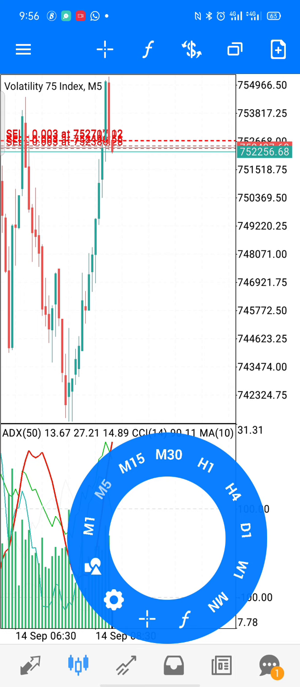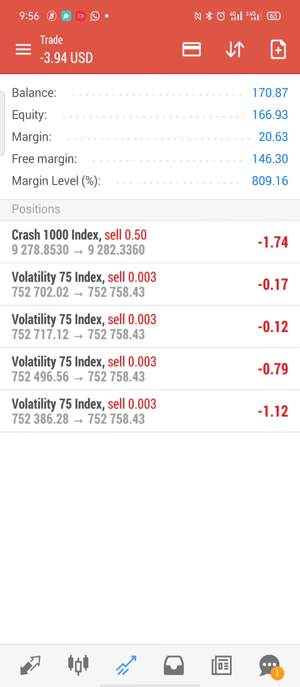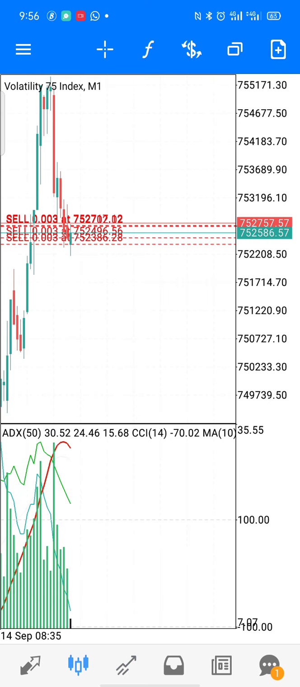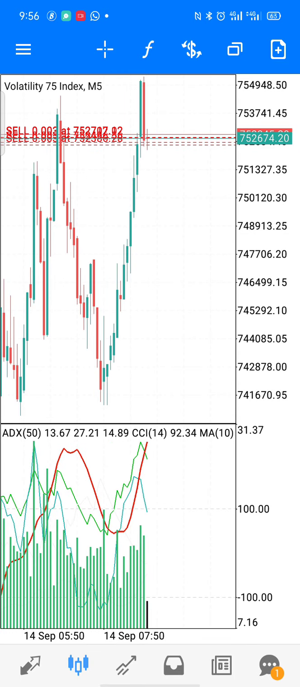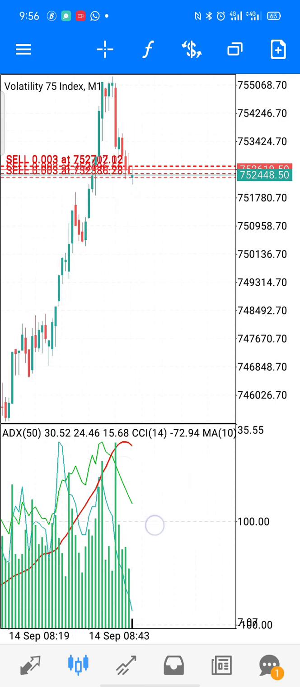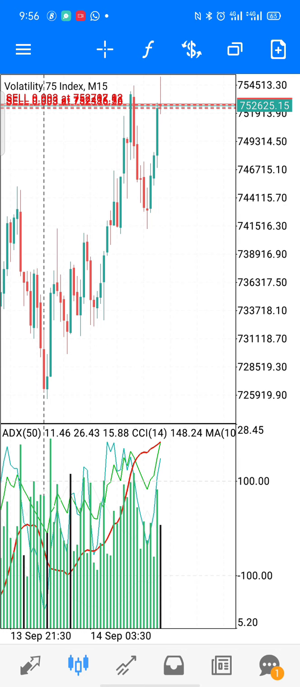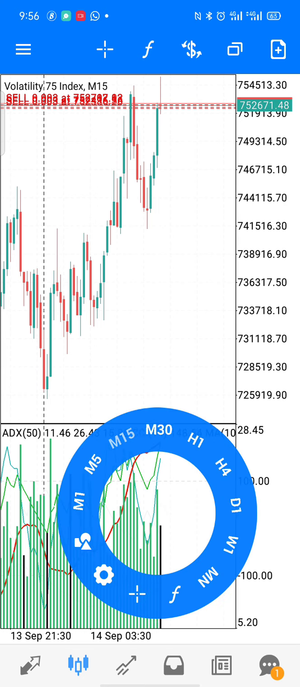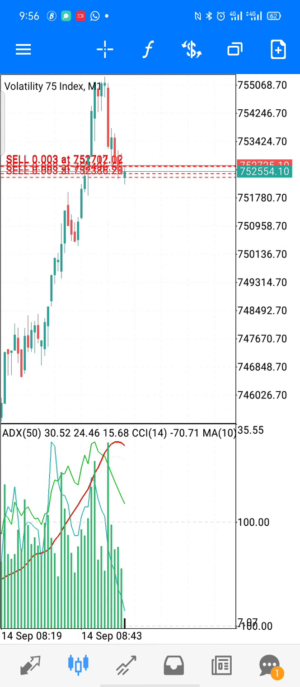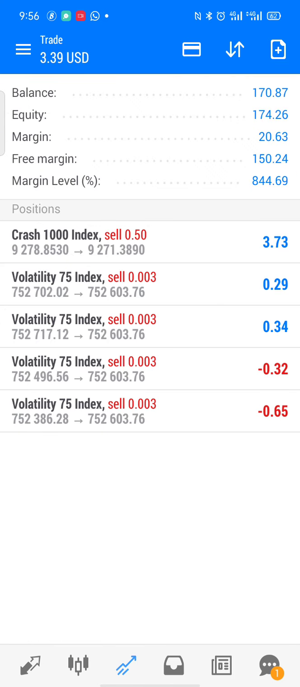Okay, it's against me for now, but I'm holding. 5-minute time frame. Yeah, guys, that's it. I'm holding it for now because the 15-minute time frame, it's gonna sell a bit. It's going against me, guys. It's going against me, but I'll take profit.